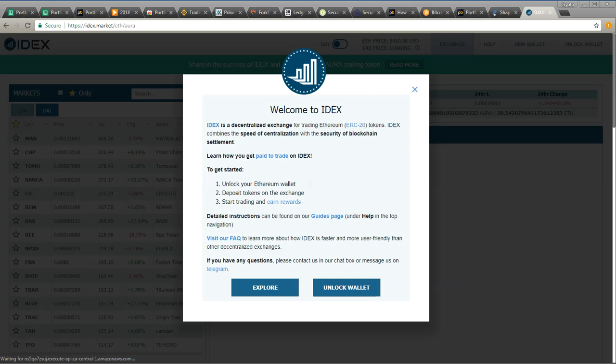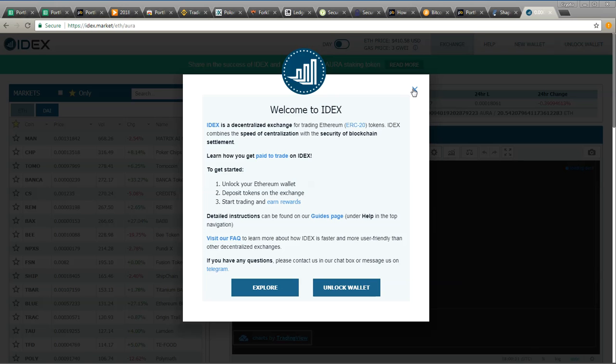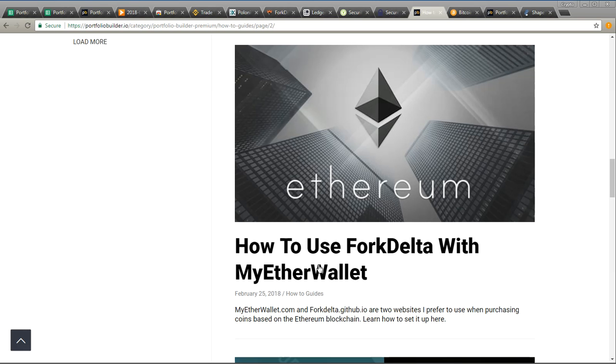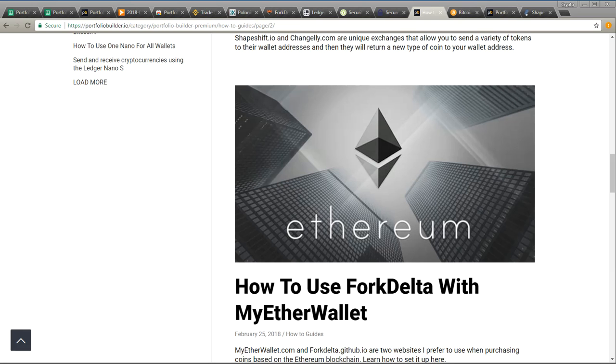Now in version 2.0, we will also be expanding to IDEX, which is a little bit better user interface, hand-selected coins, and a lot of liquidity. So we'll be splitting our ERC20 purchases between these two popular decentralized exchanges. And in our how-to guide section, you can see the guide how to use Fork Delta with My Ether Wallet. So My Ether Wallet's just a kind of a window to see what's in your Ethereum account, which is created by your Nano Ledger S, and we cover this in great detail in the course.